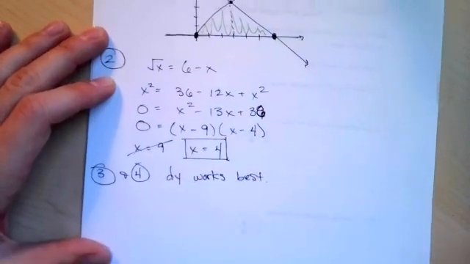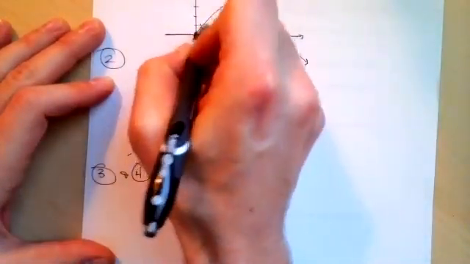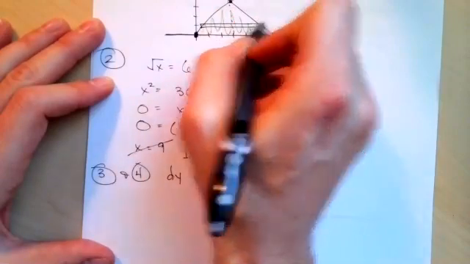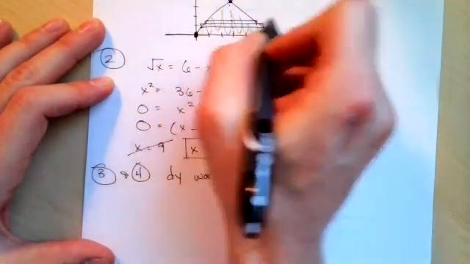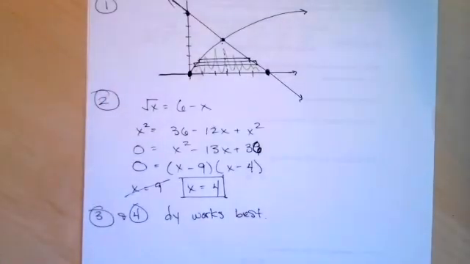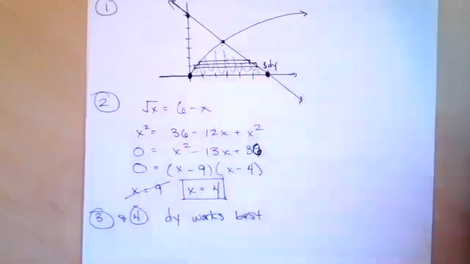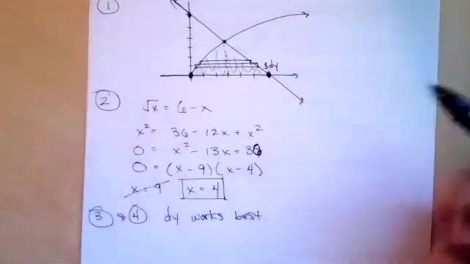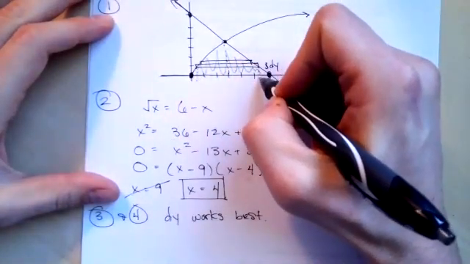So dy works best. We want to slice things along the perpendicular to the y-axis. And so if we're slicing it up like that, the width of each of these slices is dy. What is the length of these slices?